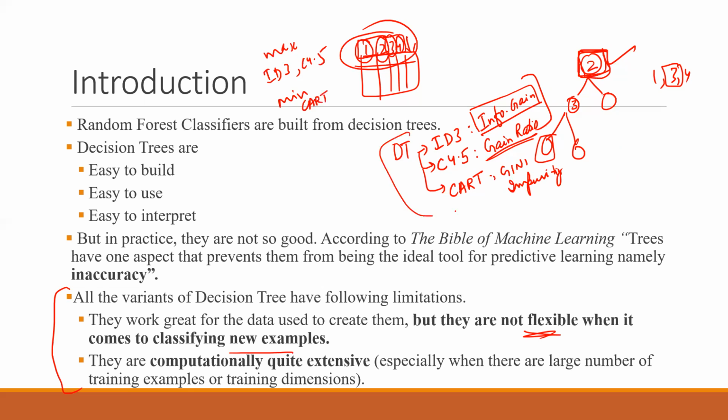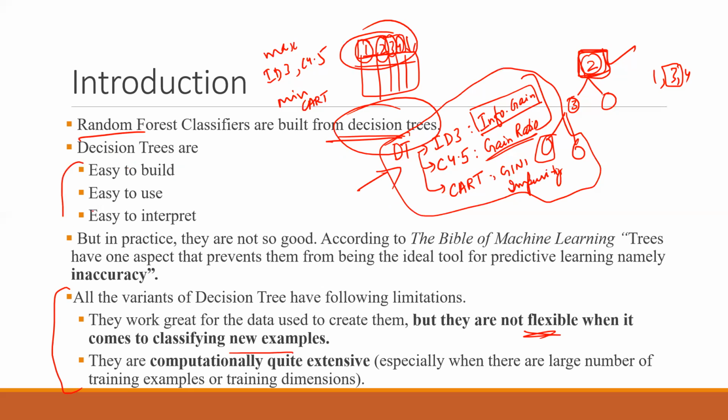So this was the basic summary for decision tree based methods in which we used to do the splitting and make all decisions. But then came the random forest, and random forest is built from decision trees only. So there is a connection between these two. That's why I have spent 2 minutes on discussing decision trees. So random forests are built through decision trees. Decision trees are generally easy to build, easy to use and interpret. But in practice, according to the book called The Bible of Machine Learning, trees have one aspect that prevents them from being used as the ideal tool, namely inaccuracy. So generally they are not accurate when we want to do prediction on a test data set.